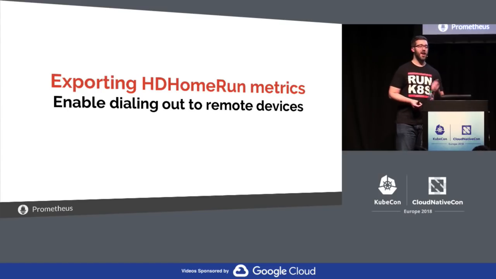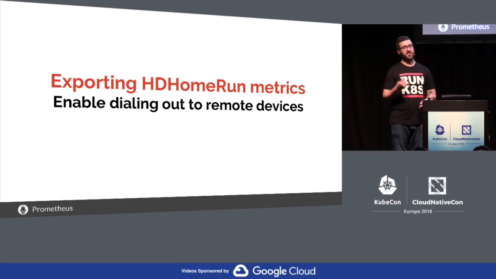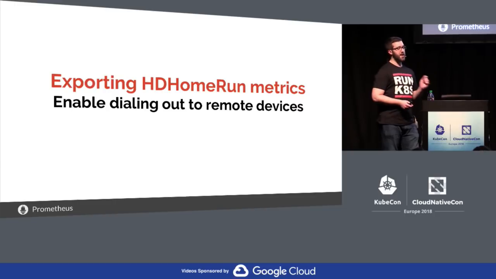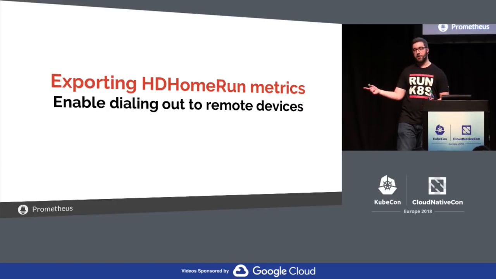So let's move on. We want to export HDHomeRun metrics using Prometheus. So how do we do that? Well, the HDHomeRun device has this network API, but we can't actually run our own code on it. It's a locked down little third-party device. So what we have to do is enable our Prometheus exporter to dial out to a remote device.